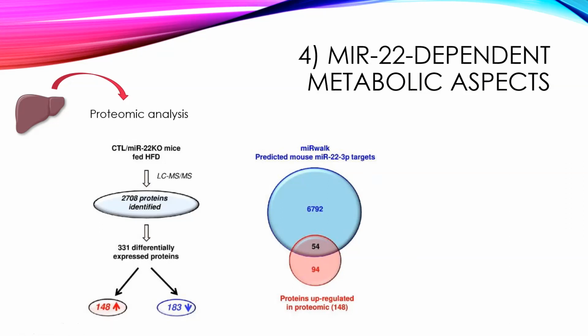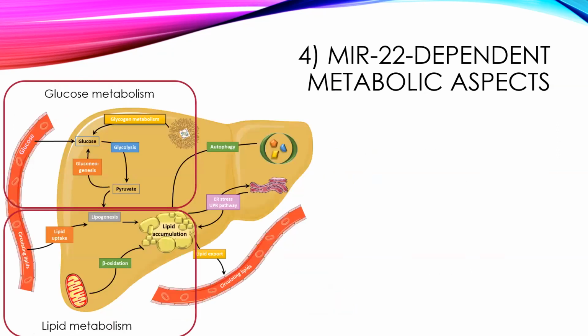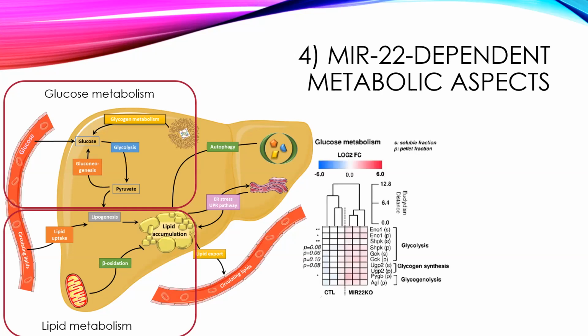And when we did enrichment analysis of what these 54 genes are doing, with no surprise, we observed that most of them were involved in metabolism. So it seems that miR-22 can specifically target lipid and glucose metabolism inside of hepatic cells. In a more specific manner, as you can see here, we represented the genes that are involved in glucose metabolism. Most of them were specifically involved in glycolysis, glycogen synthesis, and glycogen degradation.